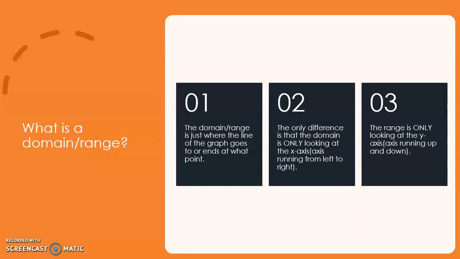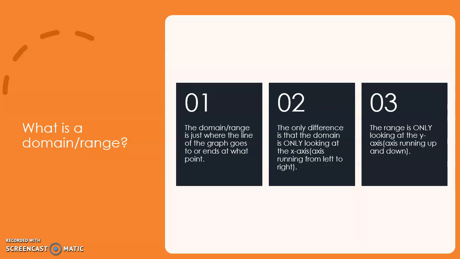So what is a domain and range? The domain and range is just where the line of the graph goes to or ends at what point. Now that last part is very important, as we see the graph goes to or ends at what point, because they will be different. Those are different characteristics when we talk about discrete and continuous.